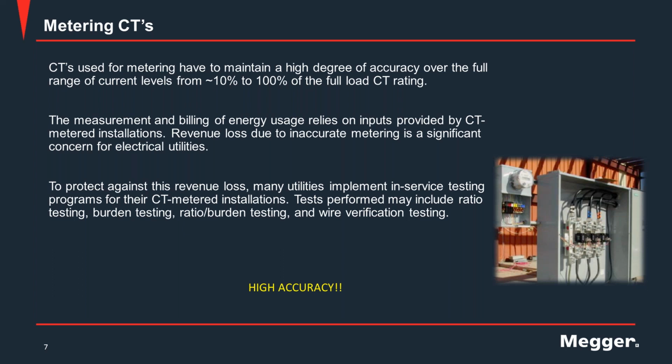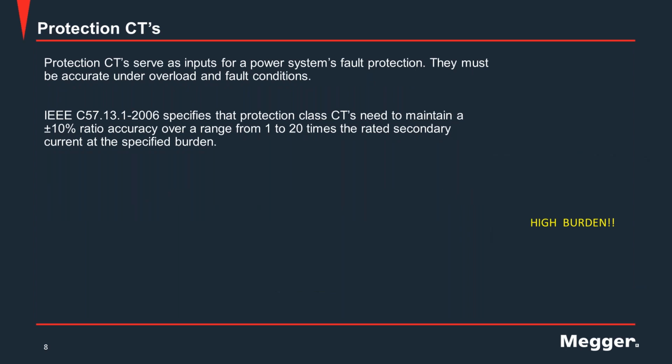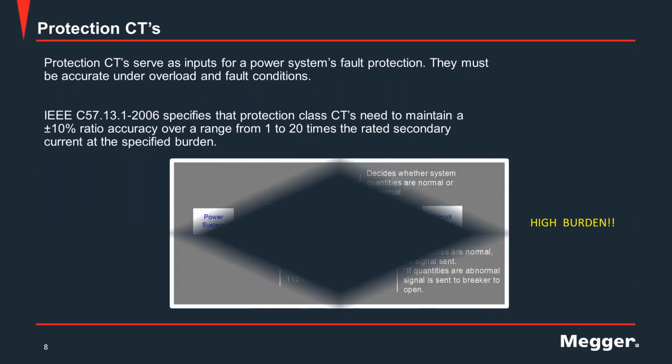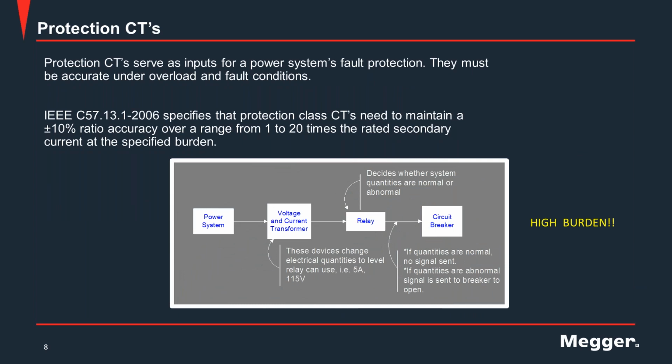Now, the other class is the protection class CT. As you can see here in the diagram, like I've said, instrument transformers are the sensors. So from the power system, the voltage or current transformer serves as the sensor, and this instrument transformer will give a signal to the relay, and the relay will decide whether the system qualities are normal or abnormal before it gives a tripping signal to the circuit breaker to open.